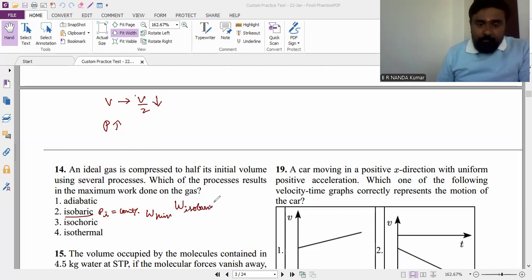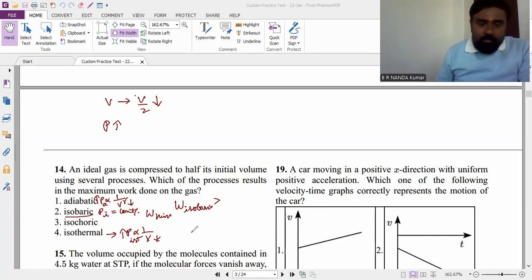So in isobaric, work done is minimum. The next one is isochoric, so that will be even more minimum. In isothermal, P is inversely proportional to V. So V decreases means P increases. Adiabatic, P is inversely proportional to V power gamma. So V decreases, so P will increase in adiabatic.